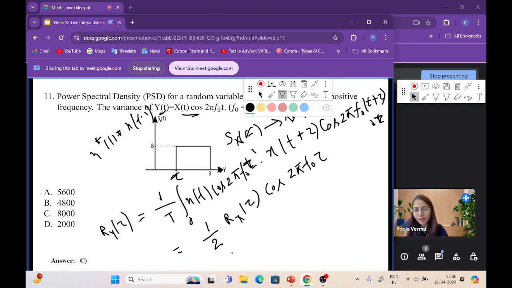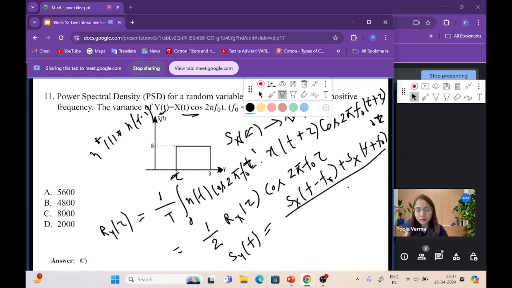Now we have to calculate Sy of f. So how can we calculate it? By Sx of f minus f naught plus Sx of f plus f naught, divided by 2. Okay, here Sx of f is given only on the positive side.